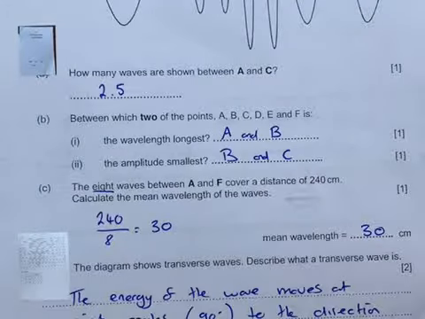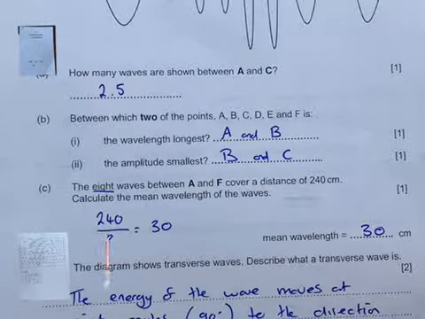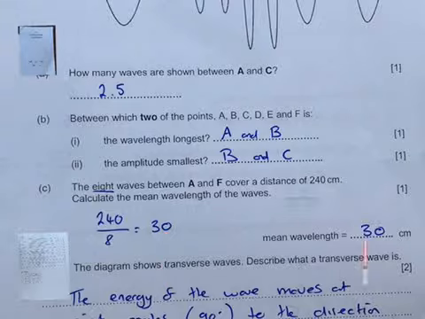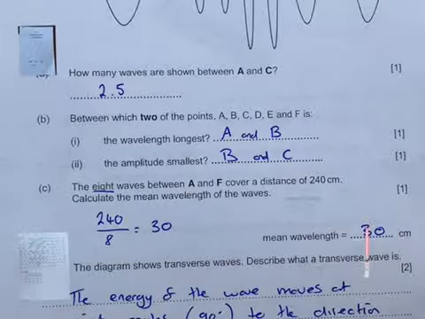The 8 waves between A and F cover a distance of 240 centimeters. Calculate the mean wavelength. Well, if there's 8 wavelengths covering 240, the mean wavelength is 30 centimeters each one. And to check yourself there, you can think, well, I've got 30 centimeters for each wave, I've got 8 waves, let's times all those together. I'm going to come up with 240.